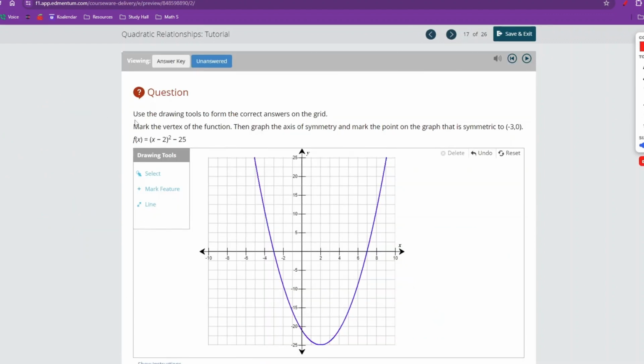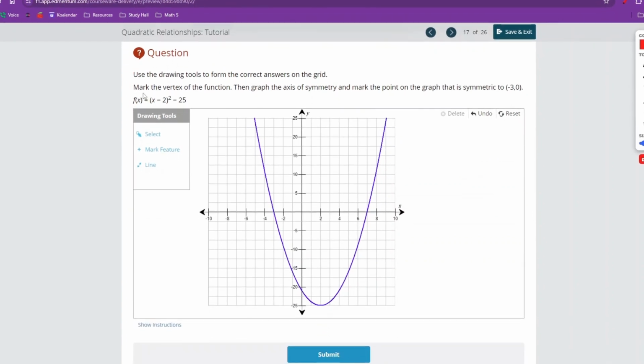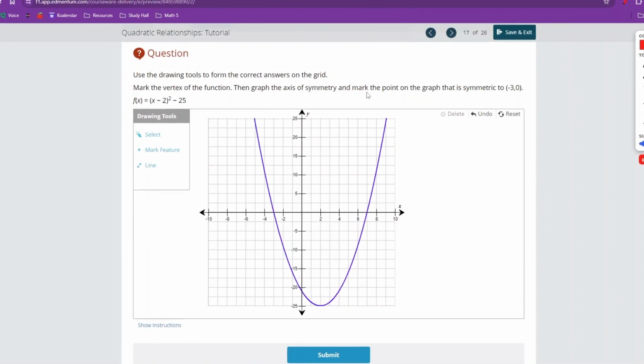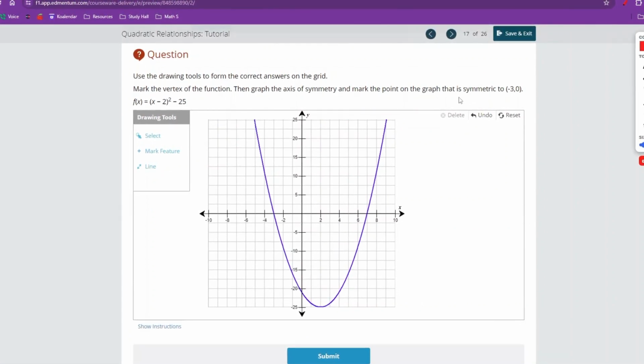So on question 17, it says, use the drawing tool to form the correct answers on the grid. And it says, mark the vertex of the function, then graph the axis of symmetry and mark the point on the graph that is symmetric to negative 3, 0. And then it gives us that equation. So they already set this up for us. We have our vertex of 2, negative 25, which is here. It's our minimum value. It's our valley in colloquial terms.